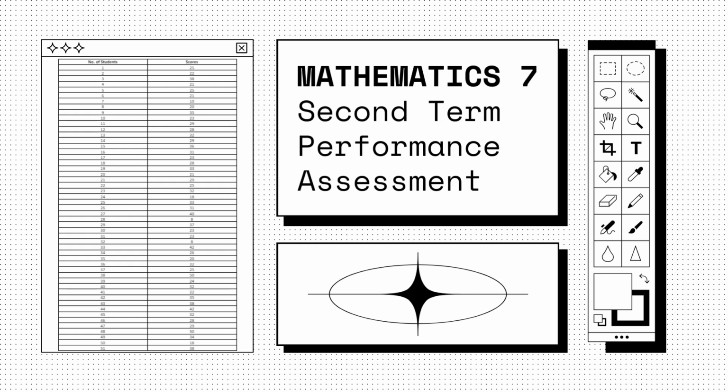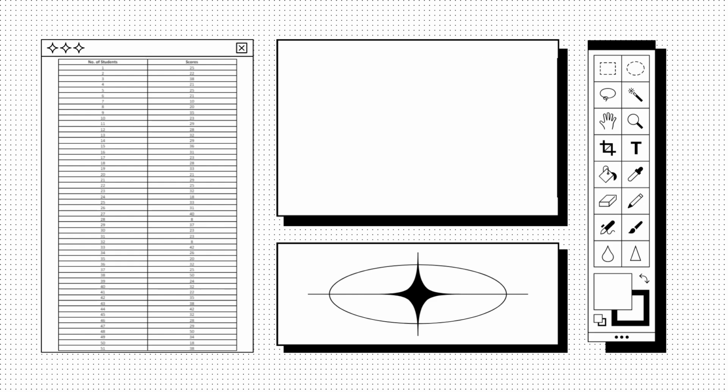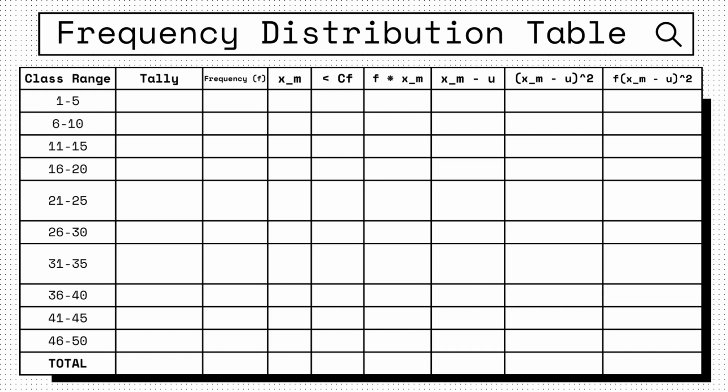Now that we are done with the first term performance assessment of grade 7 in mathematics, we will now proceed to their second term performance assessment. For the first column, we will identify the class range. Since the total score is 50, which is divisible by 5, we will use 5 as the class size in this data.